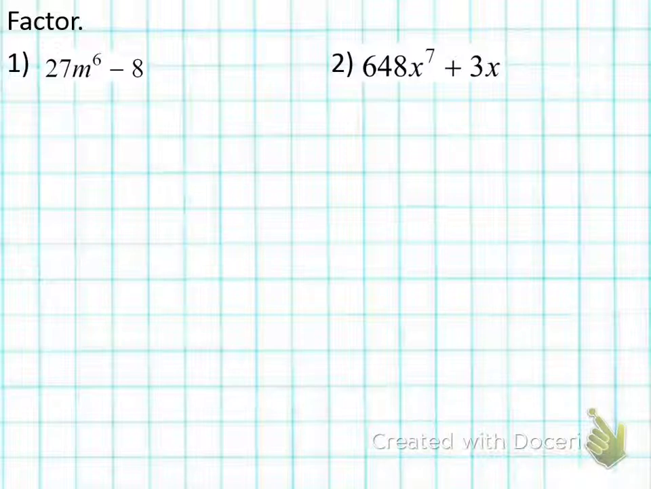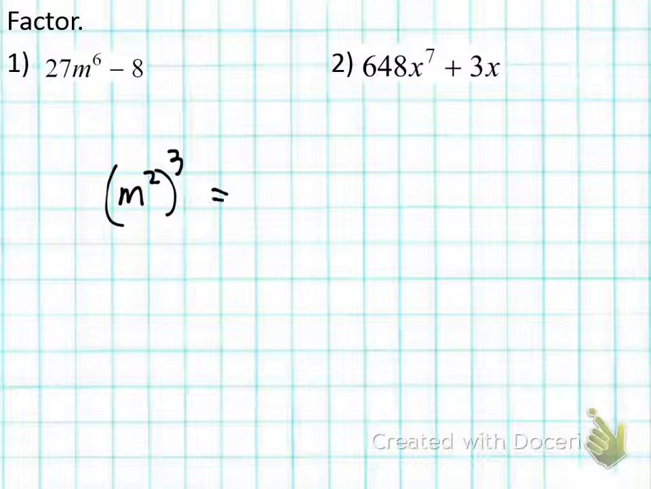is that you can have a power raised by a power. So let's say if you have m squared raised to the 3rd power, it's going to be equal to, we're going to multiply these two. M squared times 3 is going to be m to the 6th power right there. So that's just a quick review on that. All right?